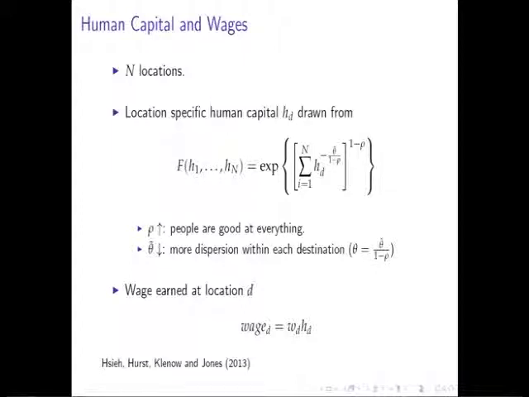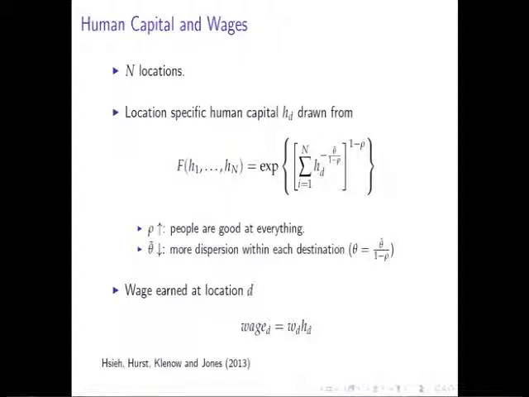So the way we parameterize it is that as rho goes up, people become good at everything. Okay, this means that there's a role for absolute advantage. So I am a good farmer and I am also good at IT. Okay, so this is basically an idea of talent. And as this theta tilde goes down, there is more dispersion across space. So there's more of a role for comparative advantage. Someone who's good at IT is not necessarily good at farming, and you would want to move people across space to where their comparative advantage is.